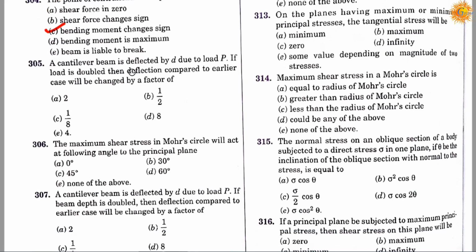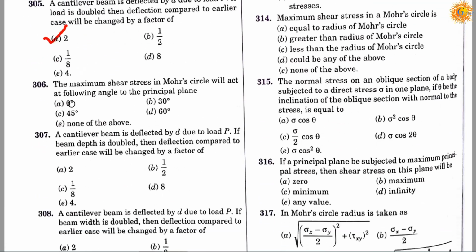A cantilever beam is deflected by D due to load P. If load is doubled, then deflection compared to earlier case will be changed by a factor of: option A is 2, option B is 1/2, option C is 1/8, option D is 8, option E is 4. Correct answer is A, it will be factor of 2.